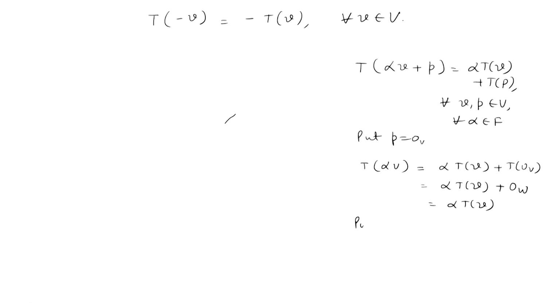Now, you substitute alpha equal to minus 1. If you put alpha equal to minus 1, we have already shown in vector spaces that minus 1 dot V is nothing but minus V. So it is T of minus V, and minus 1 dot an element of the vector space W will be minus times that element, that is minus of T V. So, we have shown this property also.